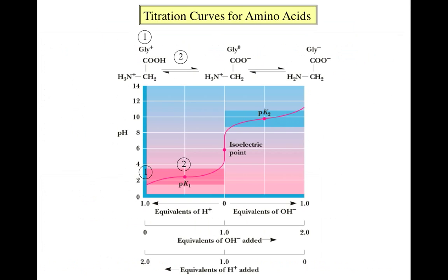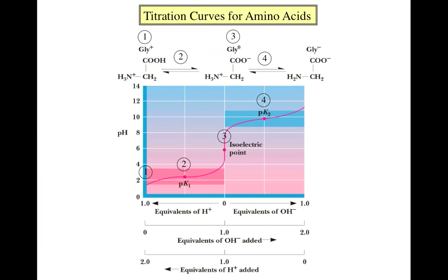At point 2, when 0.5 equivalents of base have been added, the carboxyl groups on half of the glycine molecules will be deprotonated. At this point, when half of the carboxyl groups are protonated and half are deprotonated, the pH is equal to the pK for that group. At point 3, after one equivalent of base has been added, the carboxyl groups on all of the glycine molecules will be deprotonated. As a result, the net charge on the glycine molecule at this pH will be 0, and glycine will be at its isoelectric point.